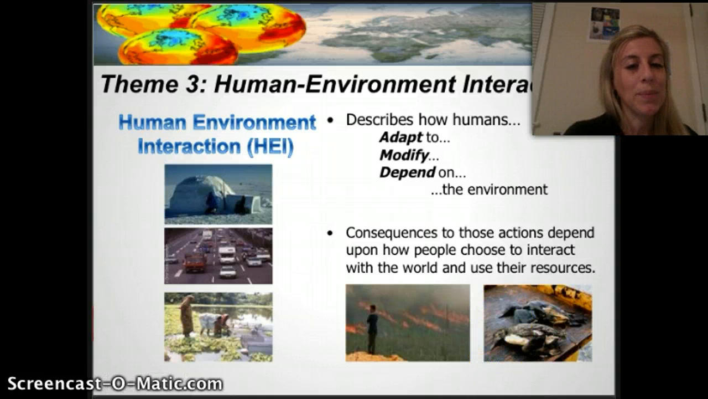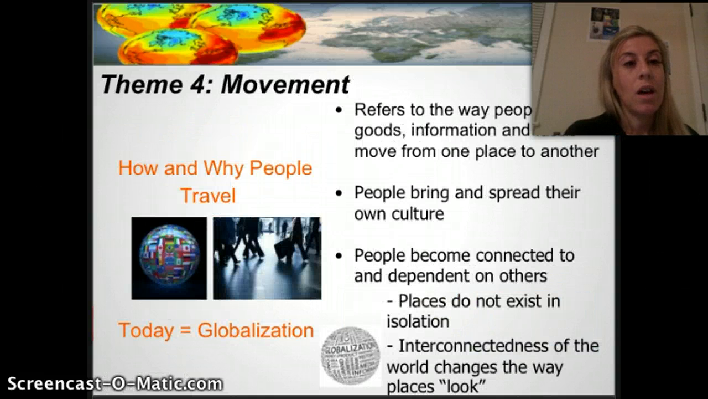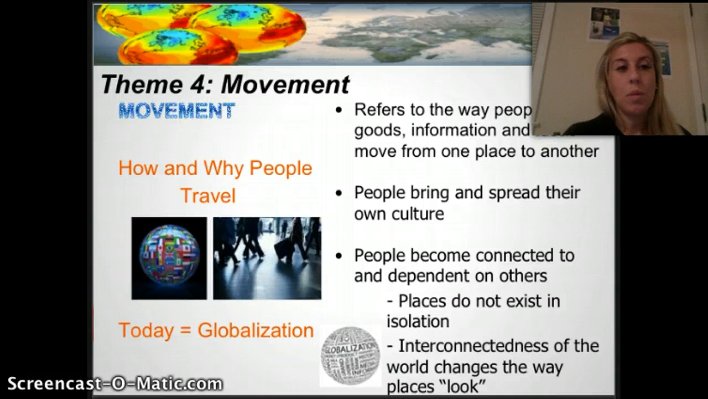There we go. Okay, our fourth theme, movement. Movement refers to the way people, goods, information, and ideas move from one place to another. So what do we mean by people moving from one place to another? People travel. People relocate. Why do people do that? And when they do, what do they bring with them? They bring their language, their culture, their religion.